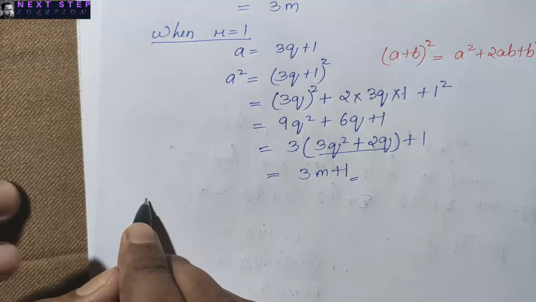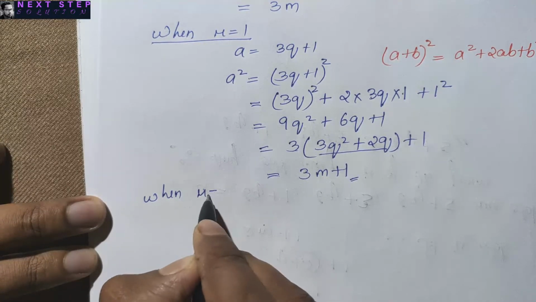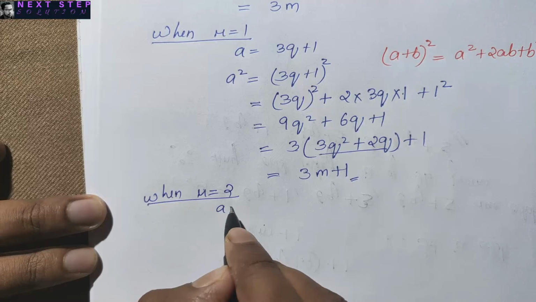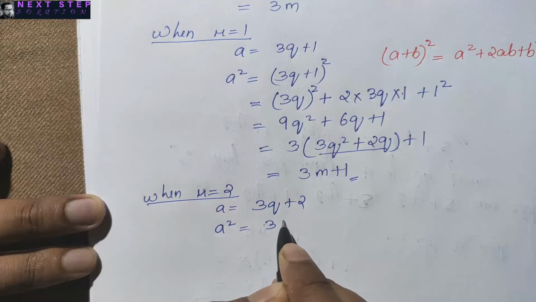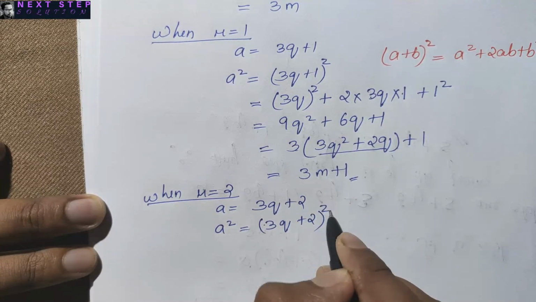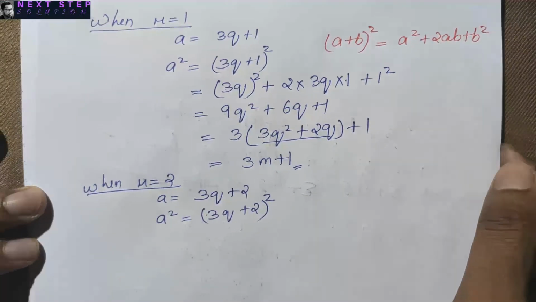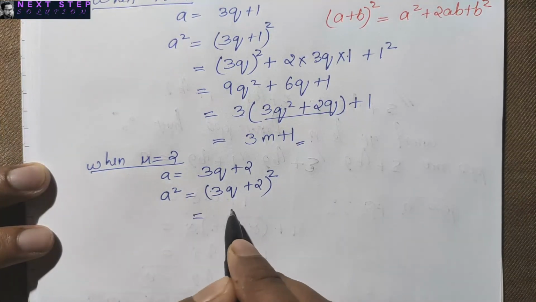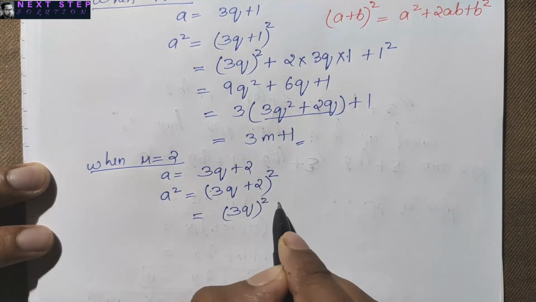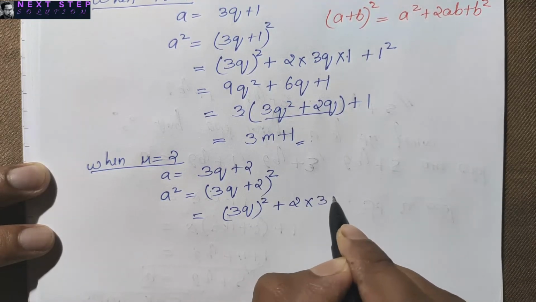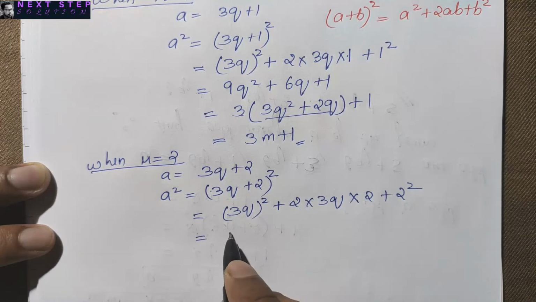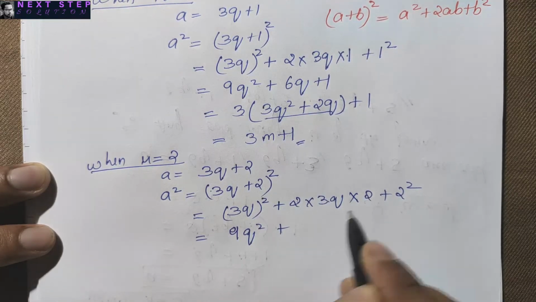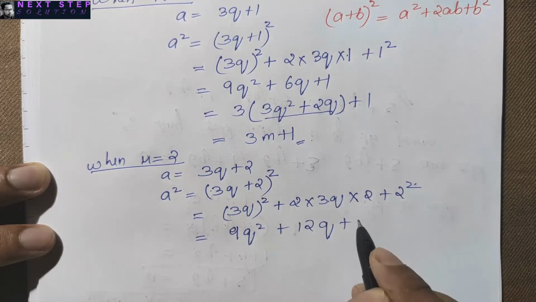When r equals to 2, now a is equal to 3q plus 2. We need a square, so here we have 3q plus 2 the whole square. We are going to use the same formula, a plus b the whole square formula. If we apply the formula here, we will get 3q the whole square plus 2 times 3q into 2 plus 2 square. Now 3q square will become 3 3s are 9q square plus, if you multiply 2 3s are 6, 6 2s are 12, q plus 2 square will give you 4.